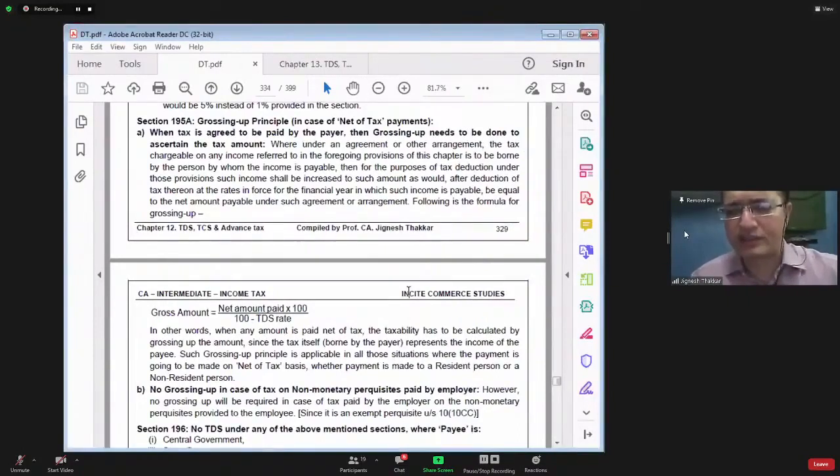What will be considered as their expenditure? 55,555. What will be considered as my income? 55,555. Have you understood this? Yes or no?